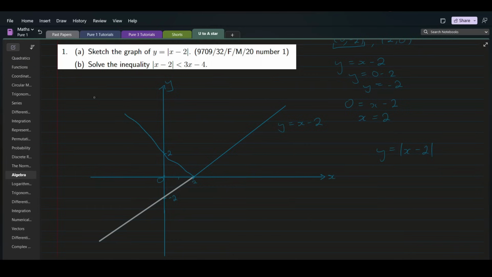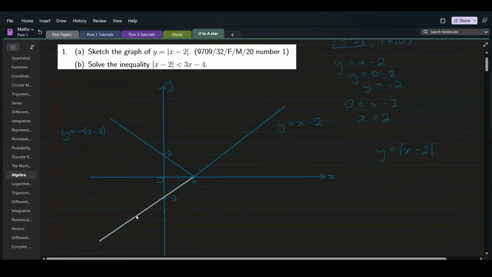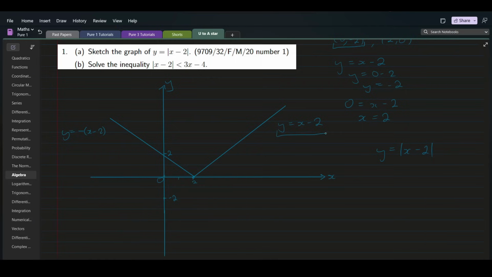Let me try to get it passing through (0, 2). So like that. Close enough. So this will be y is equal to negative (x minus 2). And then we'd erase the gray part because that's not part of our graph. So make sure you label both arms, and this is what makes up the graph of y equals modulus of x minus 2, and this will be our final answer for part A.